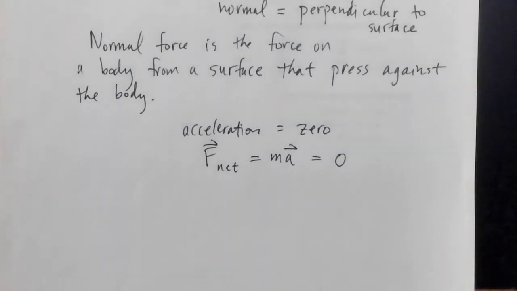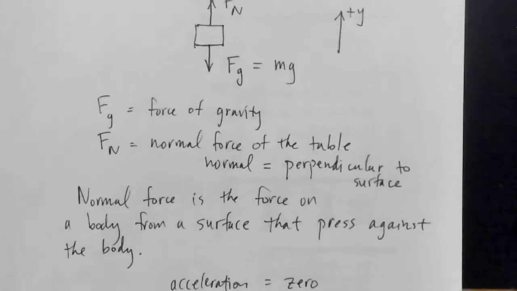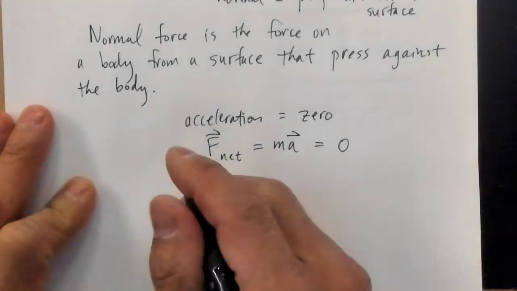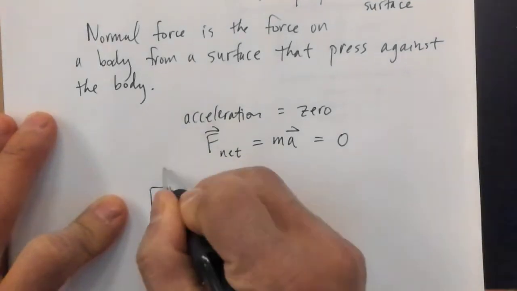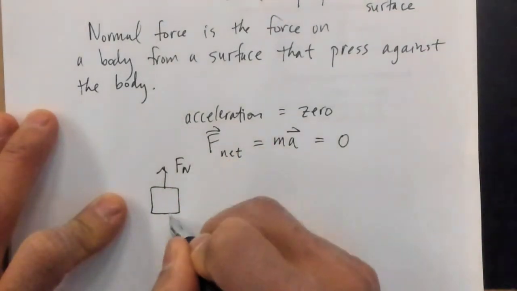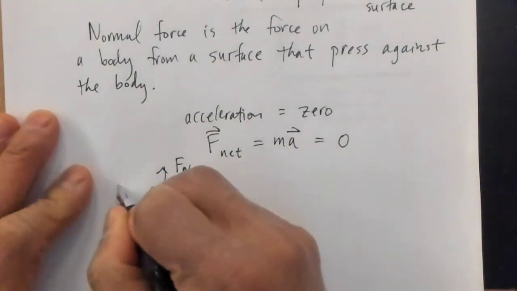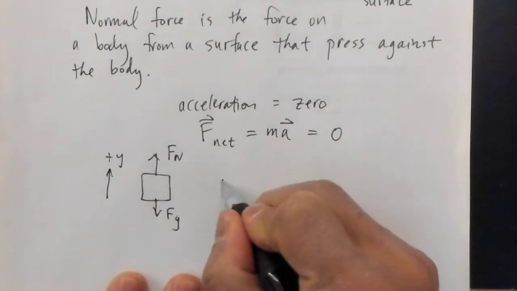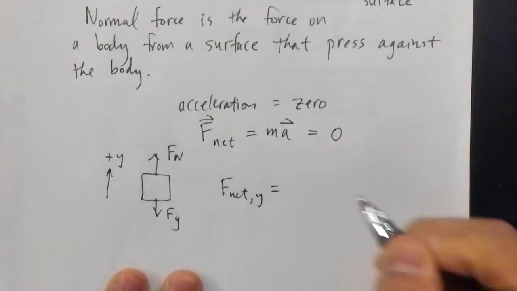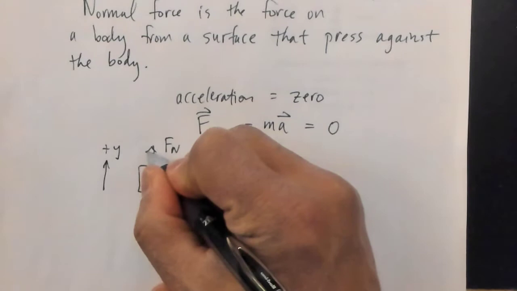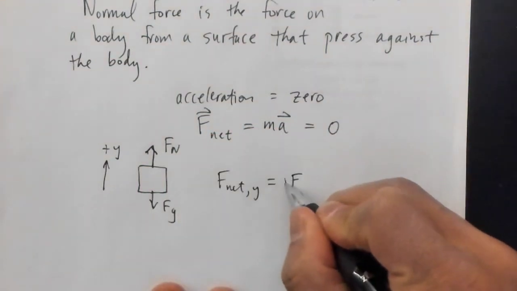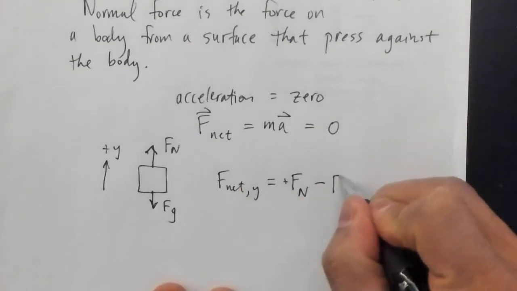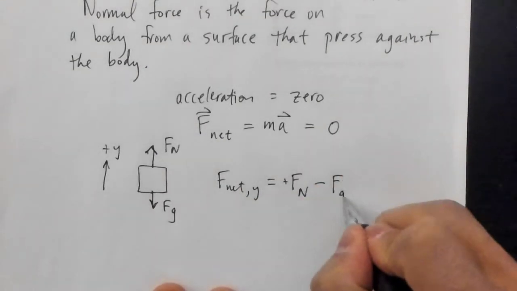So the net force is 0, but the net force is just the sum of the forces on it. Going back to the forces acting on this object, we have Fn going up and Fg going down. This is my positive y direction. So let's get the net force y component. Fn goes up, so I have positive Fn. Fg points down, so that's minus Fg.